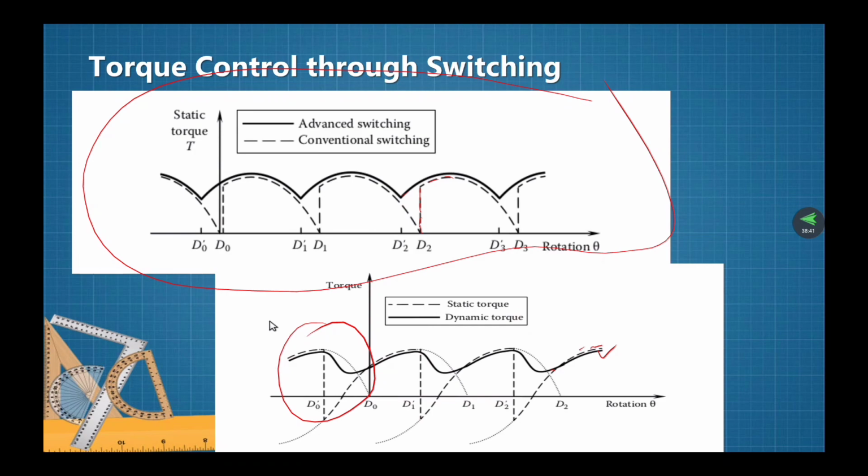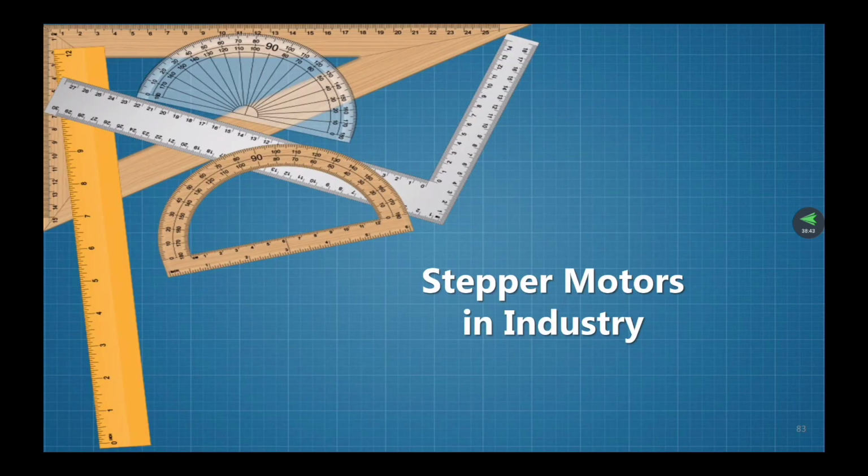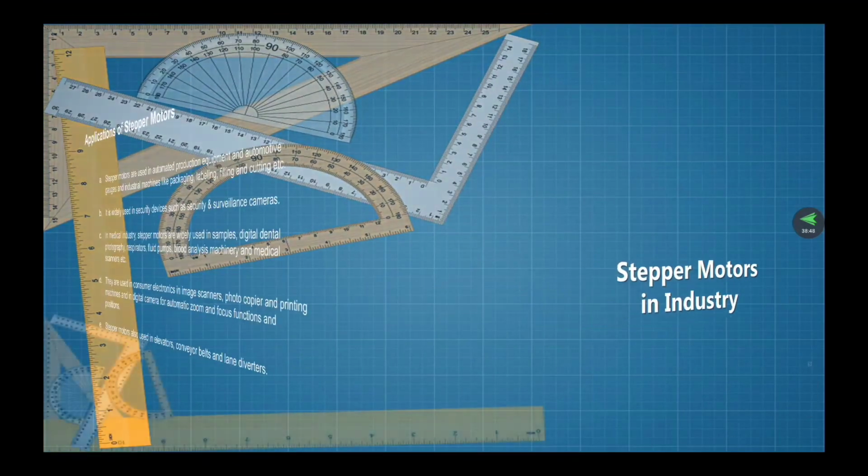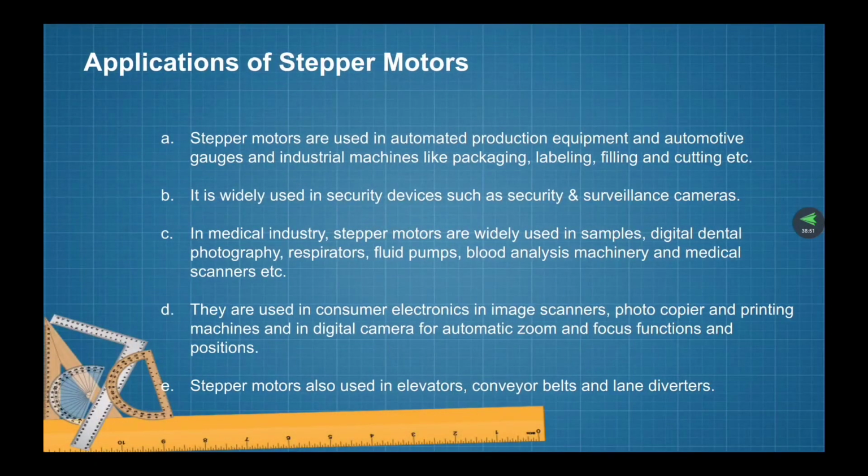Okay, we go to the stepper motor in industry. This is the application of a stepper motor in equipment and automation in industrial machines like packaging, labeling, filling, and cutting. It's also widely used in security devices and in security and surveillance cameras for the moving step of the camera.